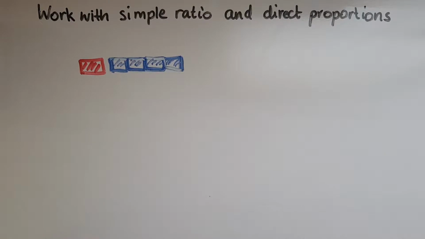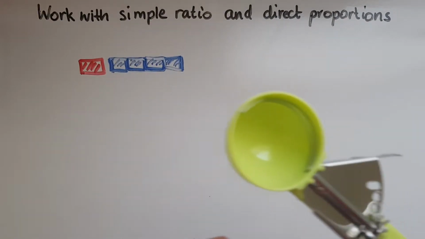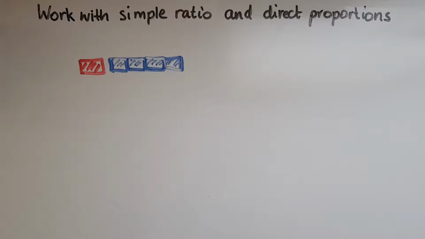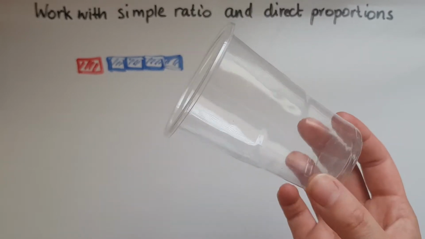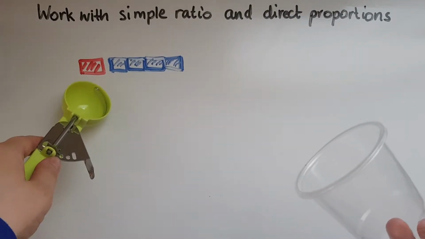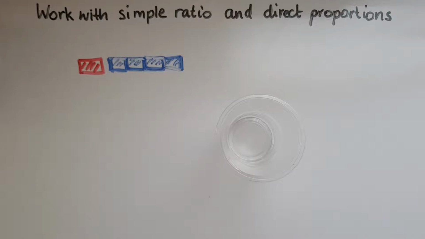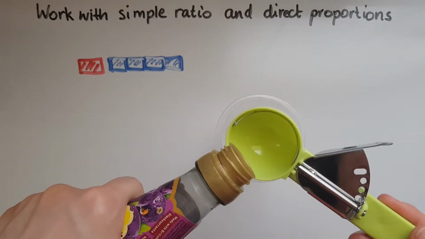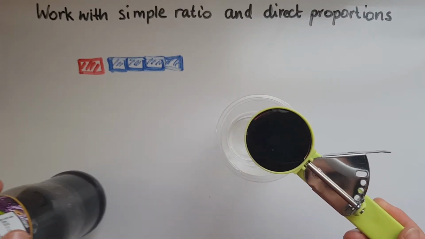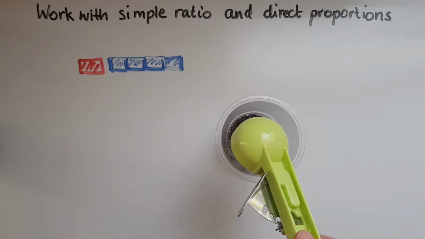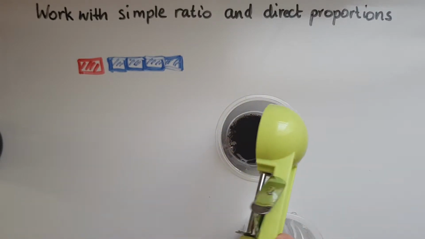What I've used to measure is just a scoop. You could use anything that you want, so that I can fill this with a drink. So I'll have 1 part juice and 4 parts water added to it. So there is 1 part of the juice. Now I'll put in the 4 parts water.